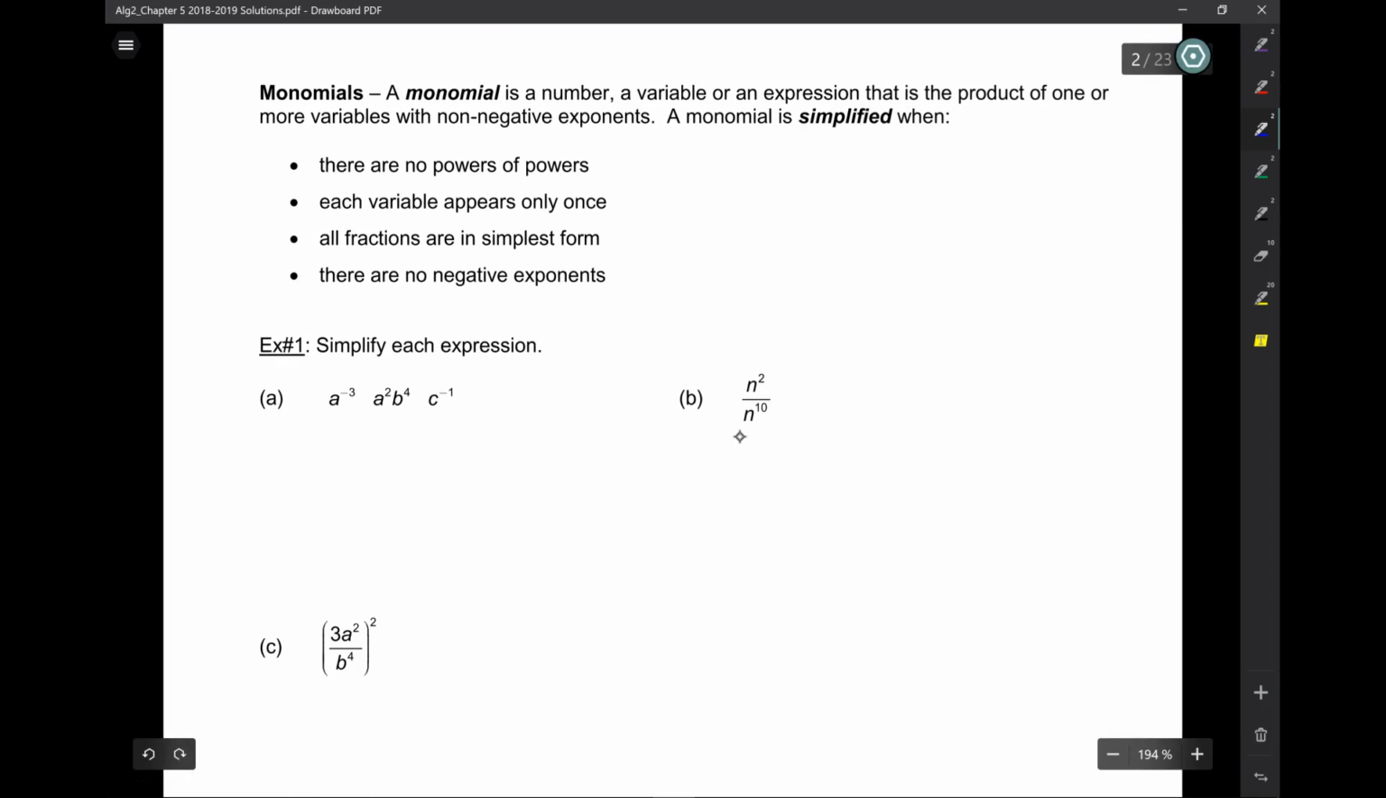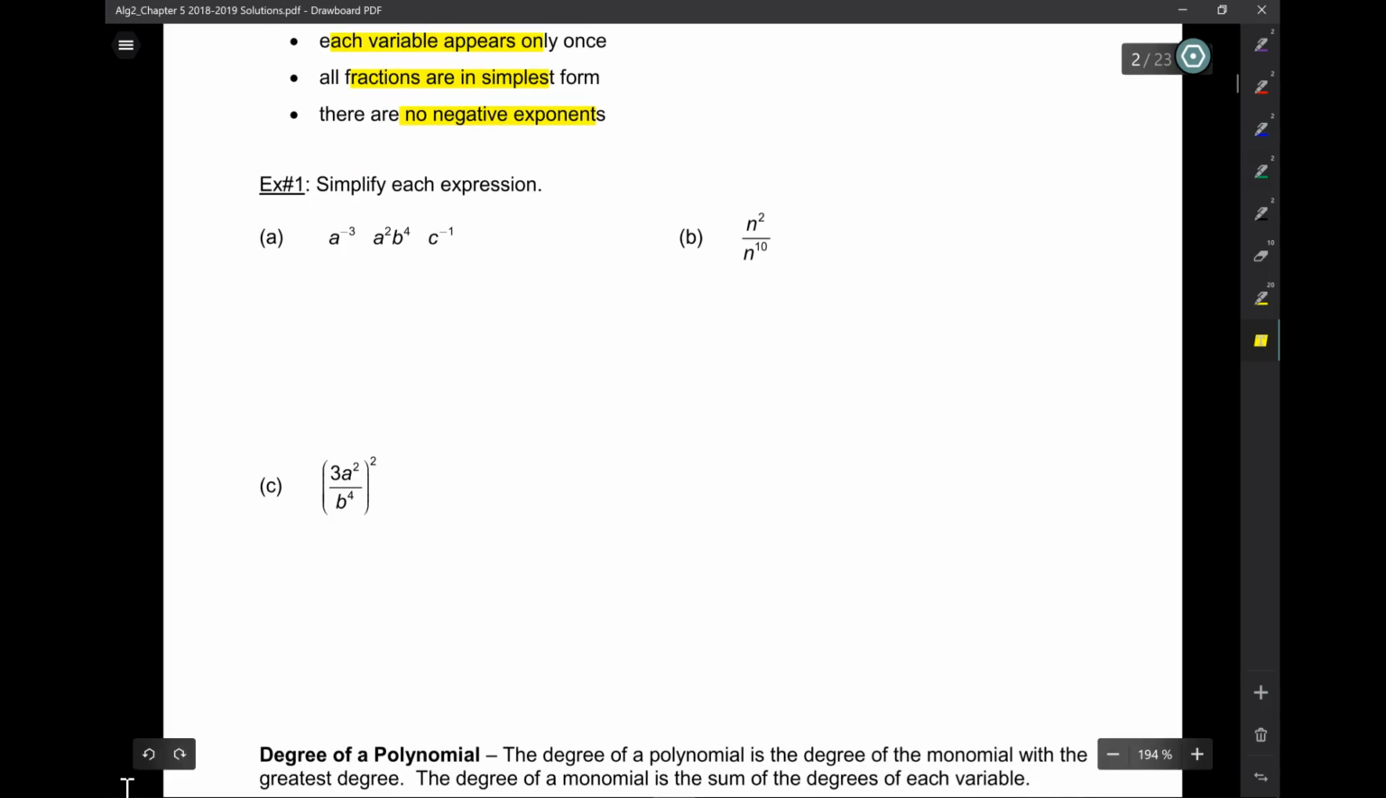Okay. Let's think about what a monomial is. A monomial is a number, a variable, or an expression that is the product of one or more variables with non-negative exponents. Okay? No powers of powers, right? So no x to the power of 3 to the power of 2. Each variable should appear once. All fractions have to be simplified and no negative exponents. Okay? All right.